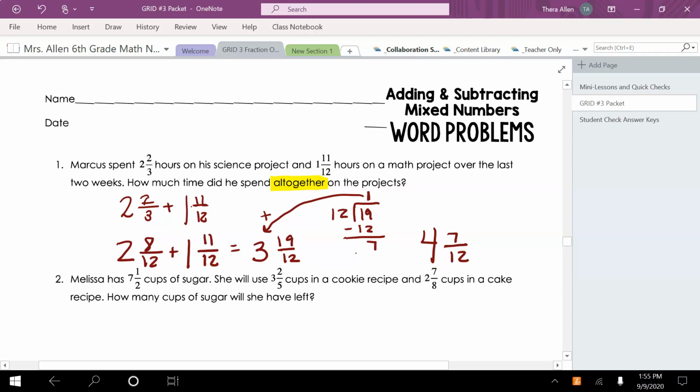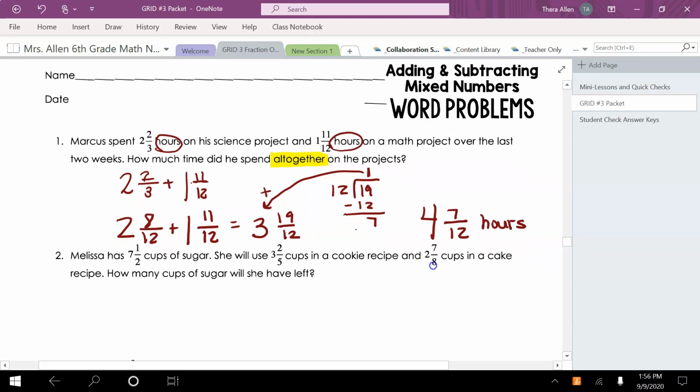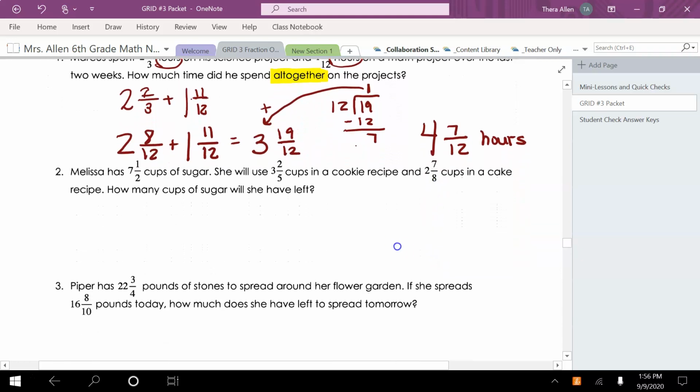4 and 7/12. But I'm actually not finished because I need to label my answer. What are we talking about? We're talking about hours. 4 and 7/12 hours. We need to have our label. Let's move on to the next problem.